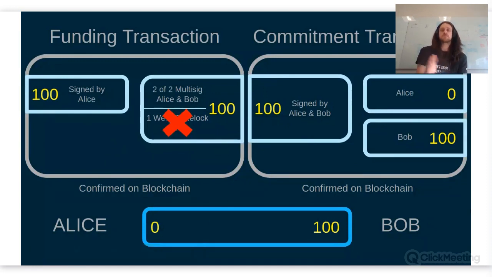Alice sent Bob 5 separate payments. So yeah, we've achieved some minor scaling here. Instead of using 5 transactions on blockchain, we've only used 2.